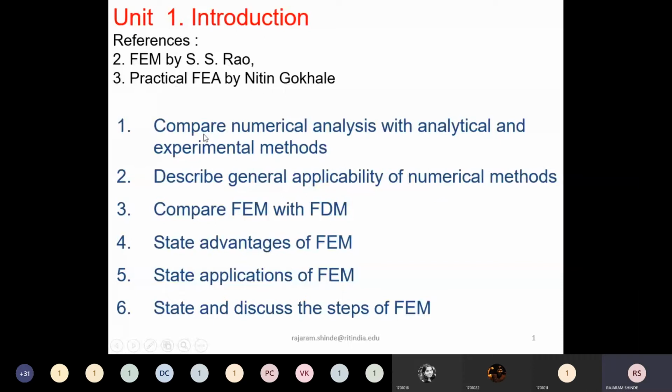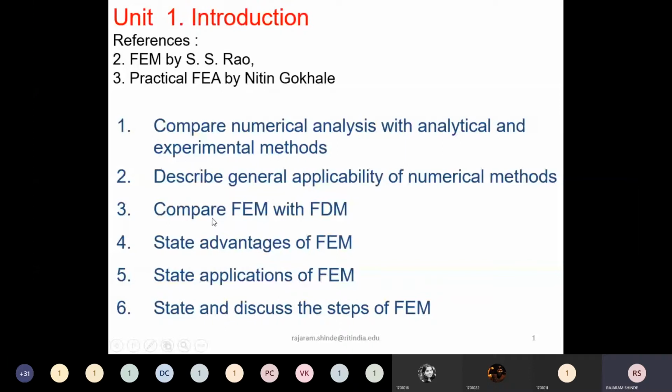After this lecture, you will be able to compare the numerical, analytical, and experimental methods. And you can describe the general applicability of the numerical method, because finite element method is one numerical method. Then you know the finite difference method. You have studied finite difference method in first year, I think. Taylor series, and on the basis of Taylor series, how to write the differential equations, that you have studied in first year. It is also one numerical method that you have studied.